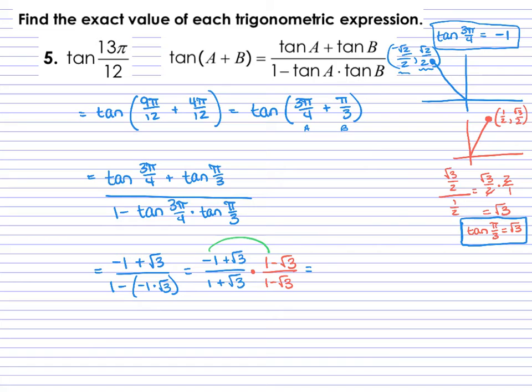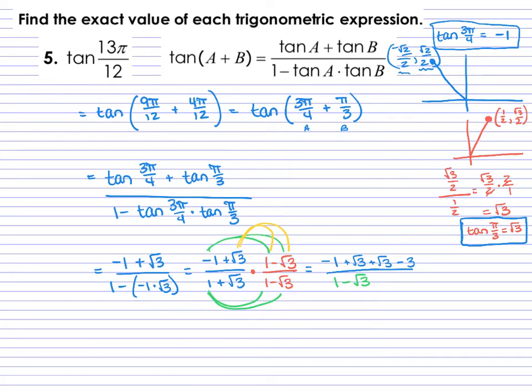Negative 1 times 1 gives me negative 1. Negative 1 times negative square root of 3 gives me a plus square root of 3. Square root of 3 times 1 gives me plus square root of 3. And then square root of 3 times negative square root of 3 gives me a minus 3. Okay, in the denominator, I'm going to do the same thing. I'll leave the colors consistent this time. So I've got 1 times 1 is 1. 1 times negative square root of 3 gives me minus the square root of 3.